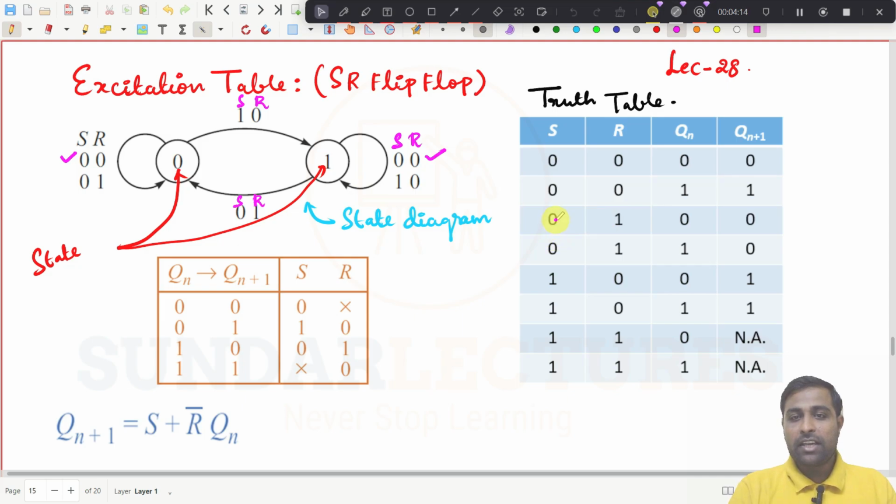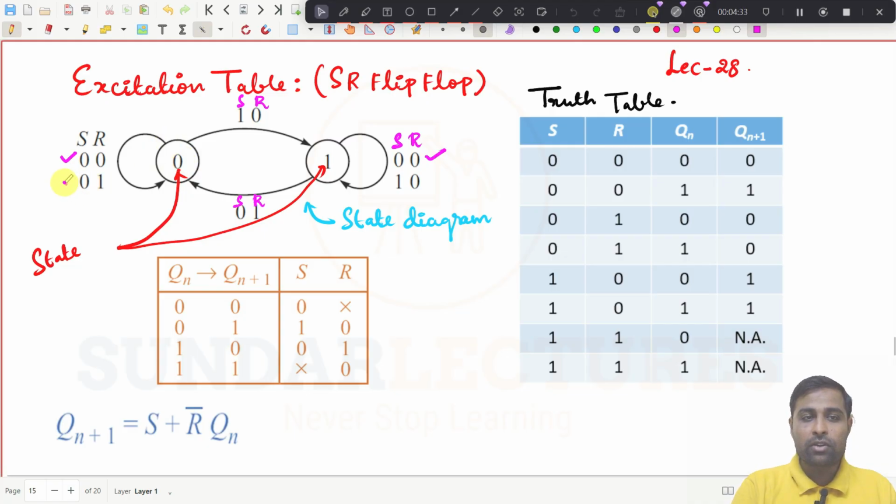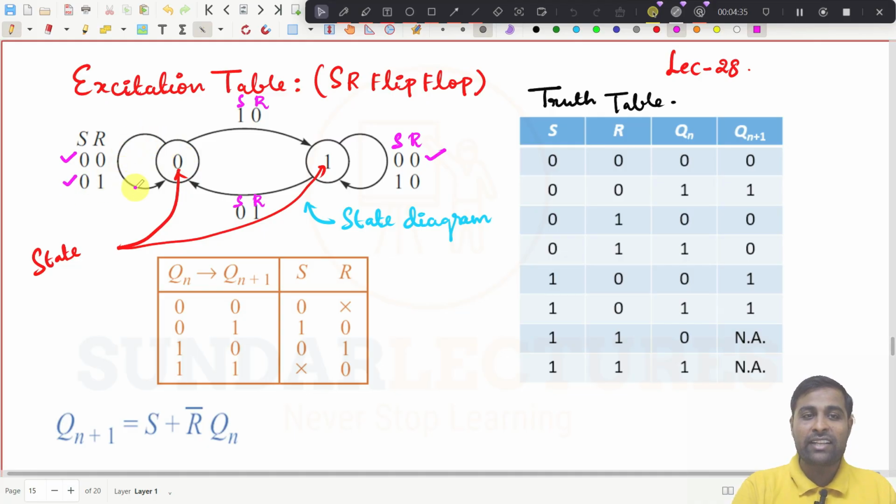What is the next one? If the present state is 0 and I give S equal to 0, R equal to 1, then what happens? The present state is 0 and the next state will also be 0. Why? Because this is a reset condition. See here, if the present state is 0 and I give S equal to 0, R equal to 1, then again the state will be retained.